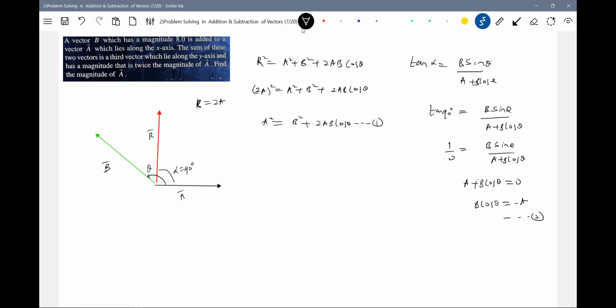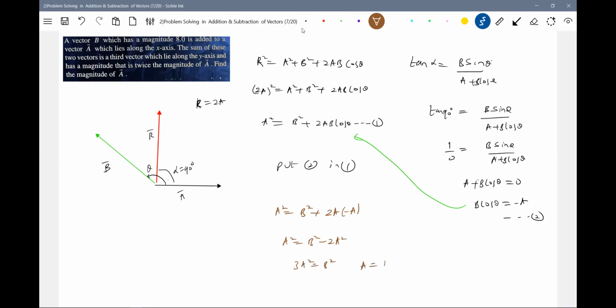Call this equation 2, and put 2 in 1. When you substitute 2 in 1, you substitute B cos theta as minus A. So let's solve the next step. This will be A square plus B square plus 2A times B cos theta, which I'll write as minus A. So 4A square equals B square minus A square, giving 3A square equals B square. Therefore A equals B by root 3. What is the value of B? In fact, B is equal to how much? It was 8, no?